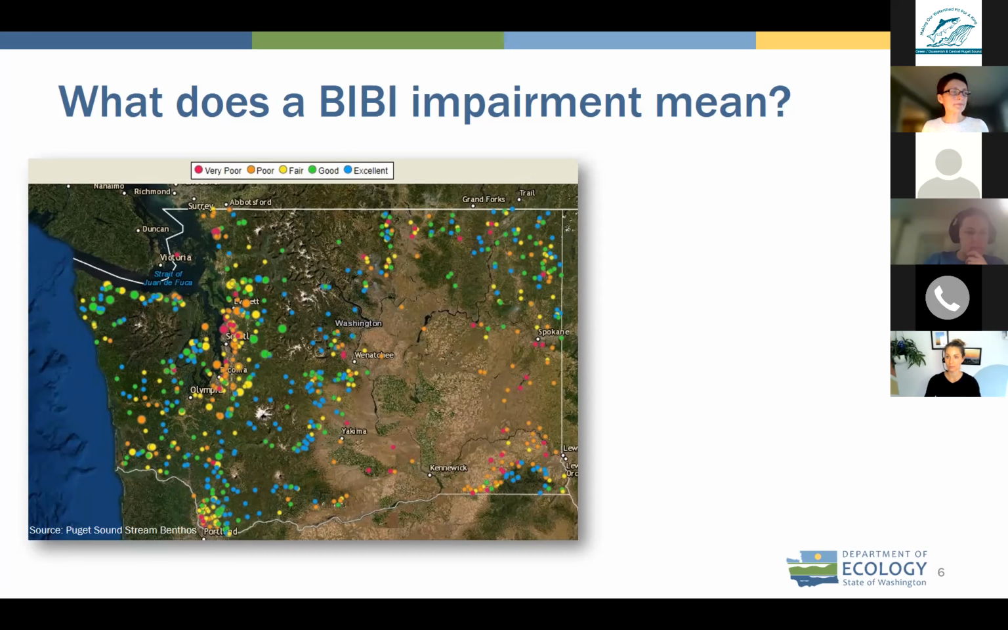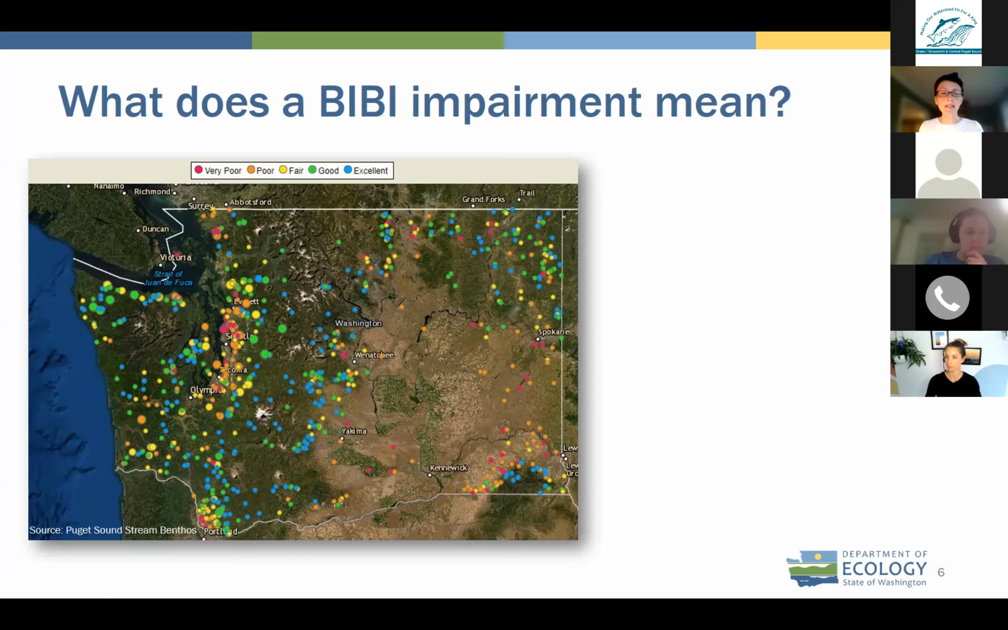In Washington, as you can see from this map, things range from very poor to excellent. And as you can see, there are some problems in Eastern Washington. Those are most likely due to agriculture. But in Western Washington, the poor scores for BIBI are clustered around the heavily urbanized areas. In this case, the BIBI scores become an indicator of urbanized watershed health.